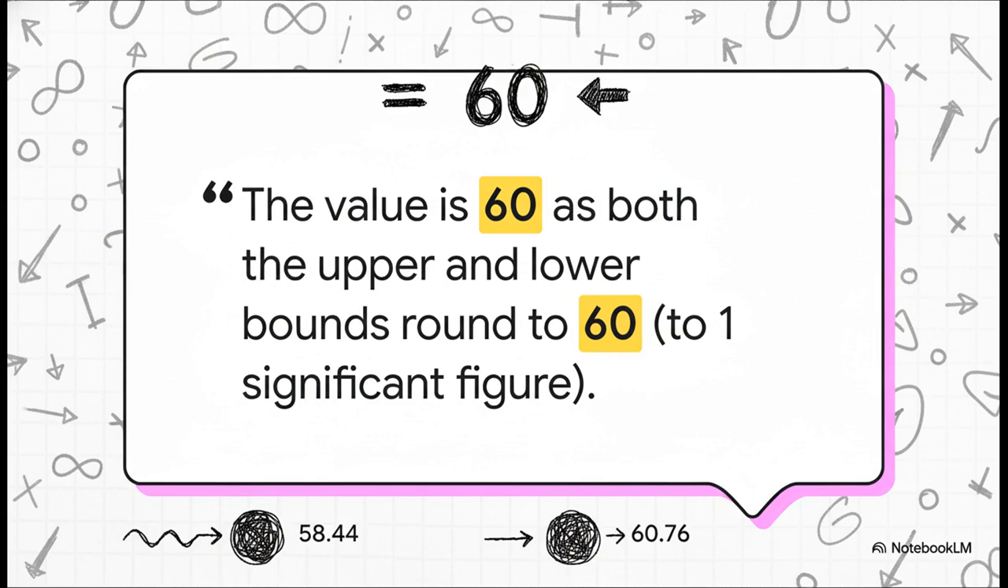Our lower bound, 58.44, rounds to 60. Our upper bound, 60.76, also rounds to 60. They meet in the middle. Because both limits point to the exact same number, 60 is our suitable answer. That is the watertight justification they're looking for.